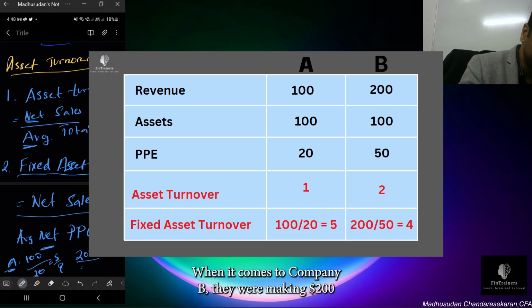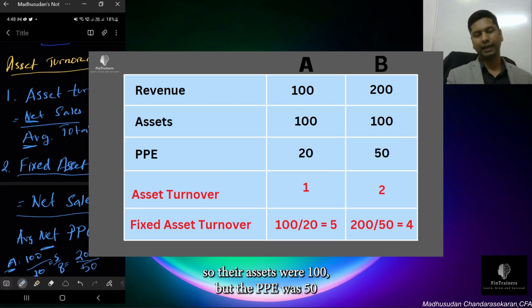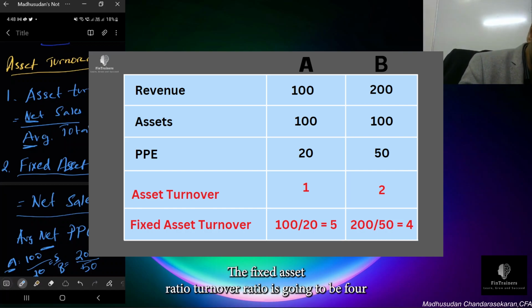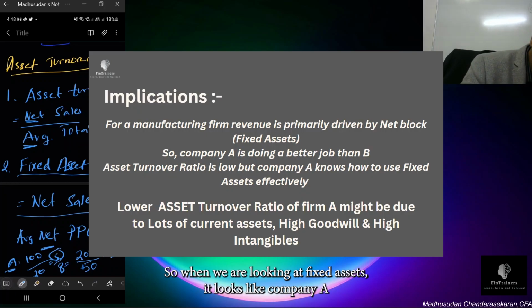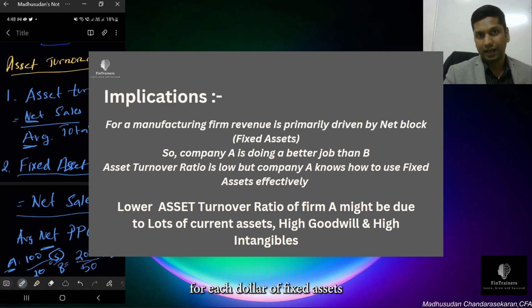When it comes to company B, they were making $200. But what if I say they had a PPE of 50? So their assets were 100, but the PPE was 50. The fixed asset turnover ratio is going to be 4. So when we are looking at fixed assets, it looks like company A is doing a better job of generating revenue for each dollar of fixed assets.